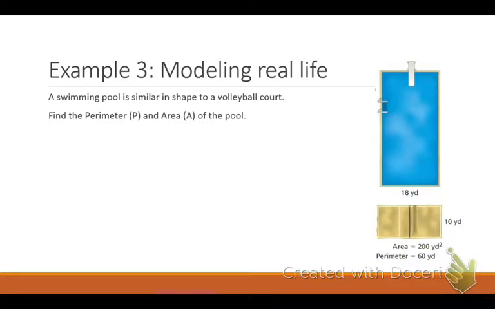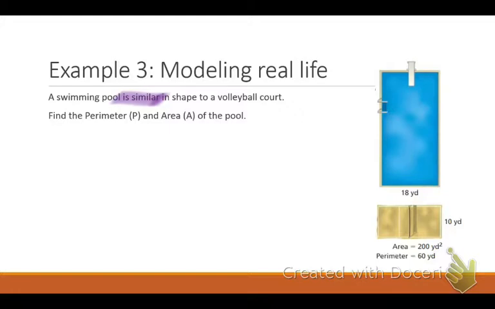A swimming pool is similar in shape. So because it's similar, my ratios are going to line up. So if I want to find the perimeter and area, I can use a proportion. Now, this is really important, guys. Your proportions can be set up in several different ways, and you can still accomplish the same result. The important part is that I'm comparing the same unit on both sides of the proportion. That's the most important part.